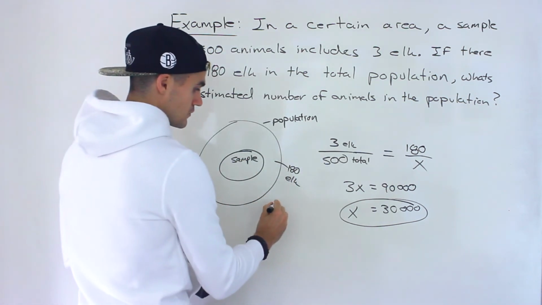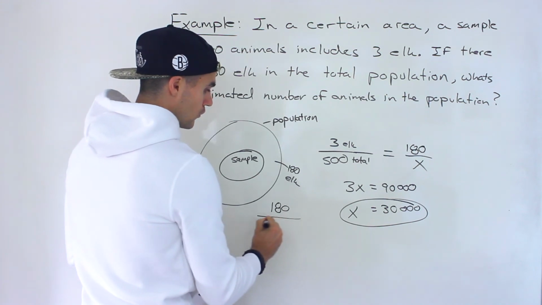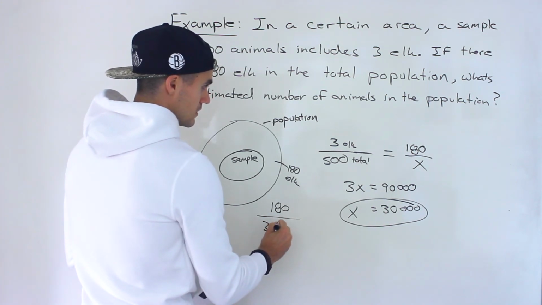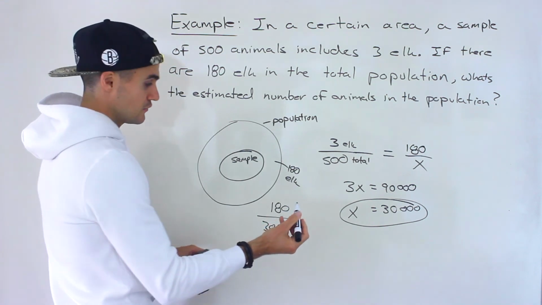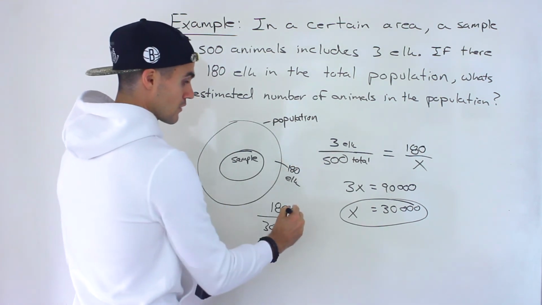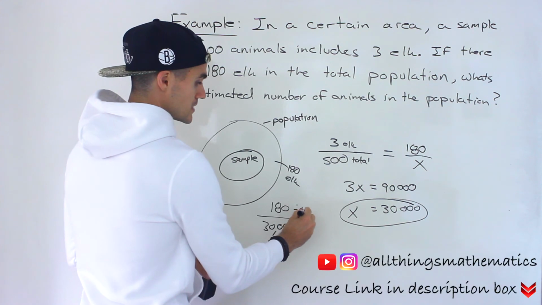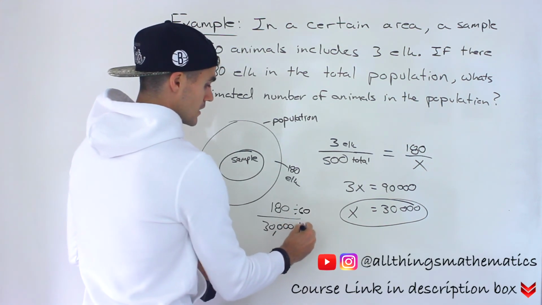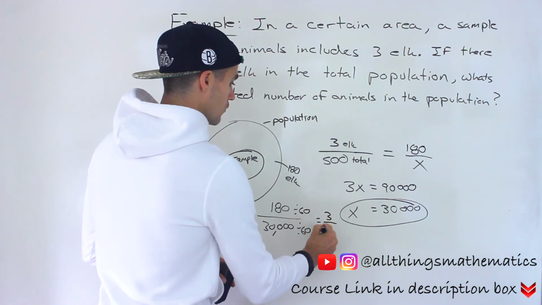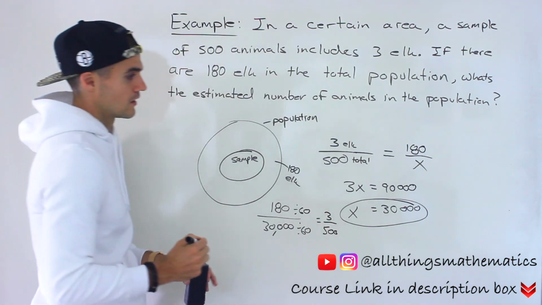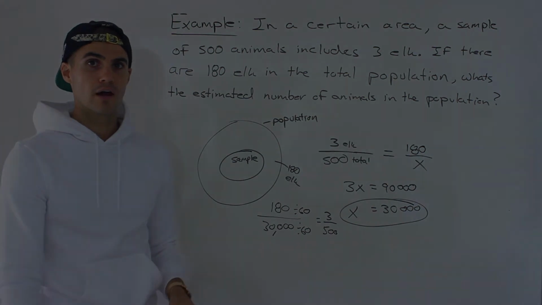You could check your answer if you take 180 over 30,000. What should it simplify to? Should simplify to 3 over 500. Notice it does. If we take this divided by 60, take this and divide it by 60, we would end up with 3 over 500. Right, so 30,000 is the final answer.